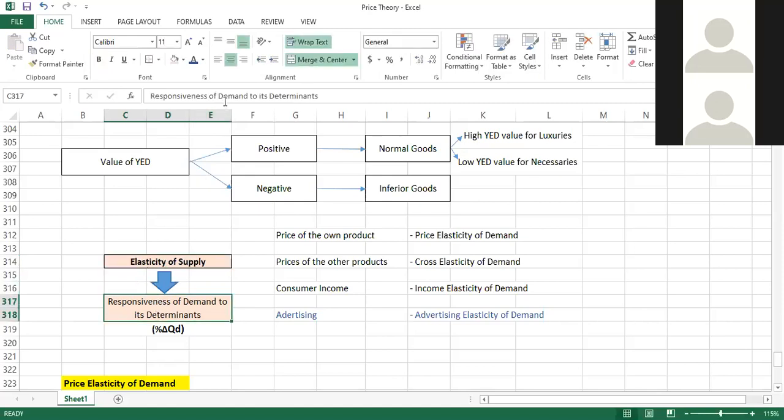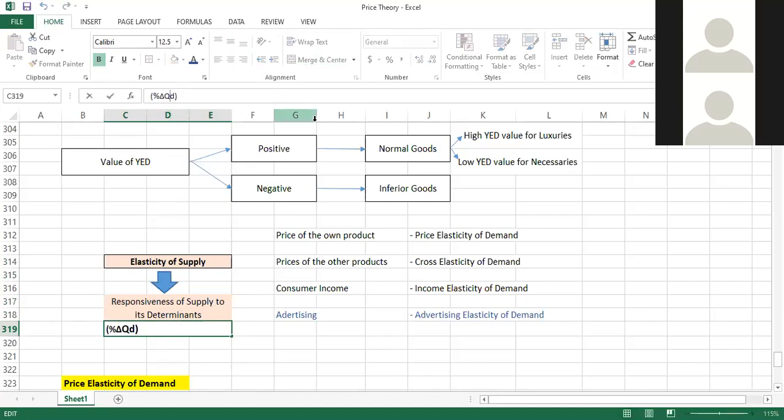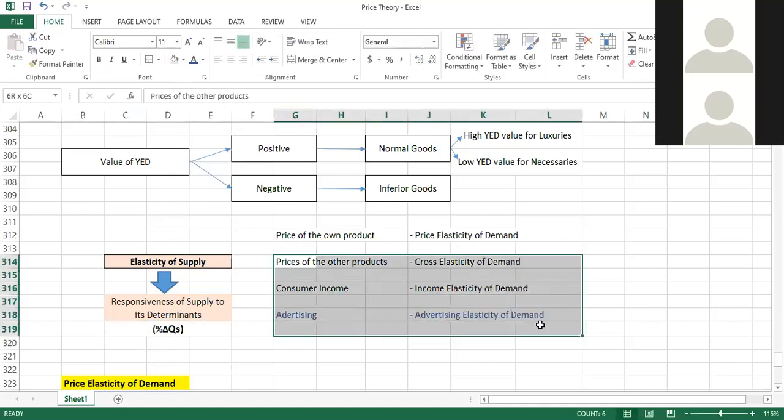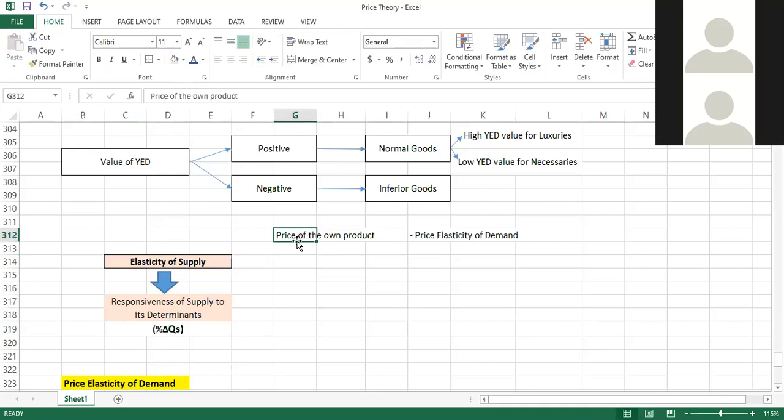It is the responsiveness of supply to its determinants, right? And similar to the previous analysis, we measure the percentage change in quantity supplied. And in elasticity of supply, usually we analyze only one factor, right?